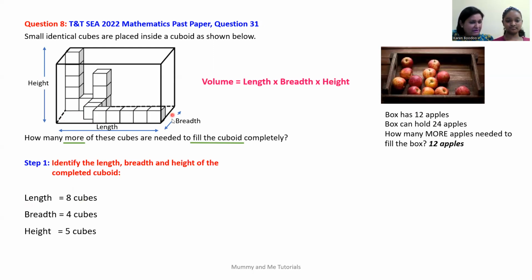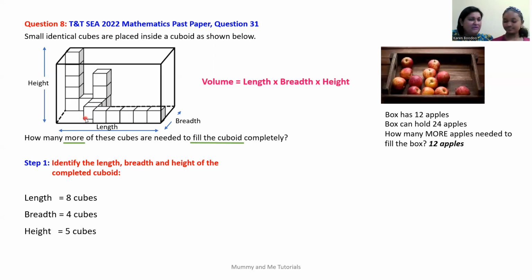What about the breadth? How many cubes can completely fill the breadth of the cuboid? Well, we can see this row here with 3. So 1, 2, 3. And we'll have another cube in front. So that will give us 4 cubes on the breadth.